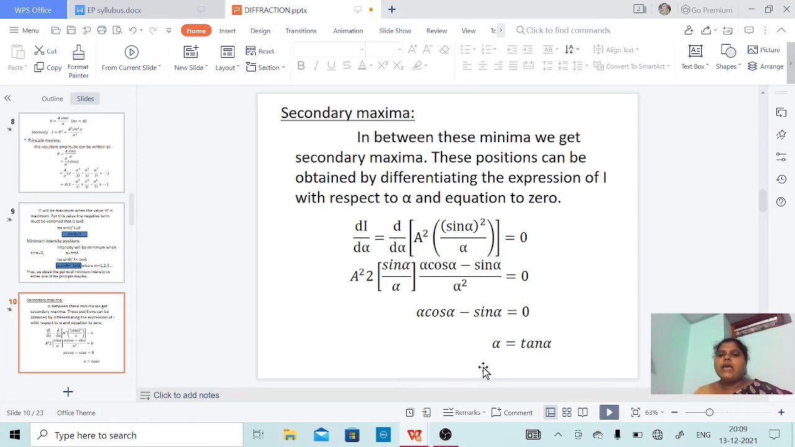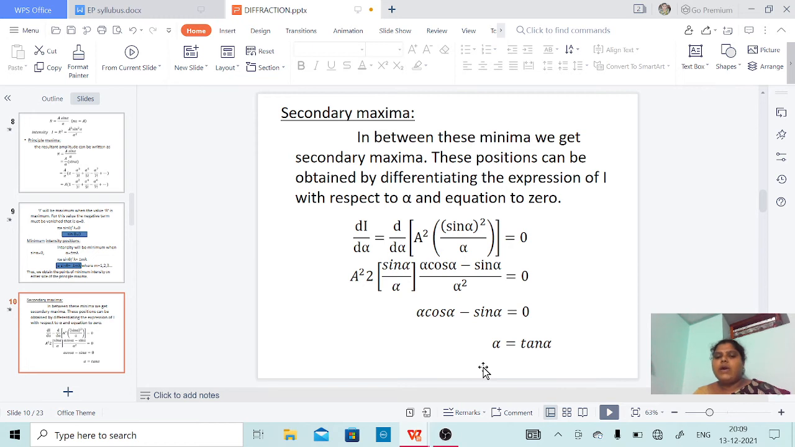These positions can be obtained by differentiating the expression of I with respect to alpha and equating it to 0. That becomes, we should differentiate the intensity equation with respect to alpha. Now dI by d alpha equals d by d alpha of I, that is a square into sine square alpha by alpha square, which is sine alpha by alpha whole squared, equals 0.